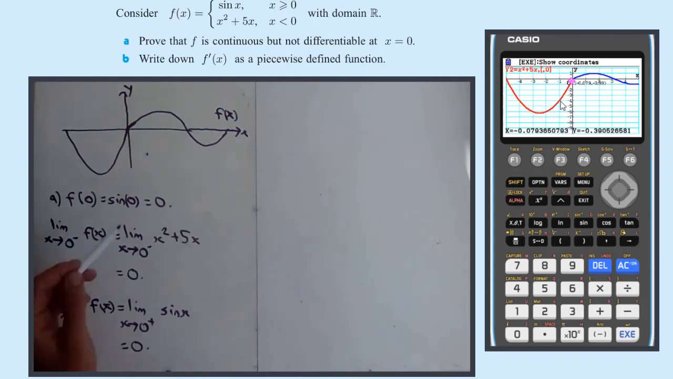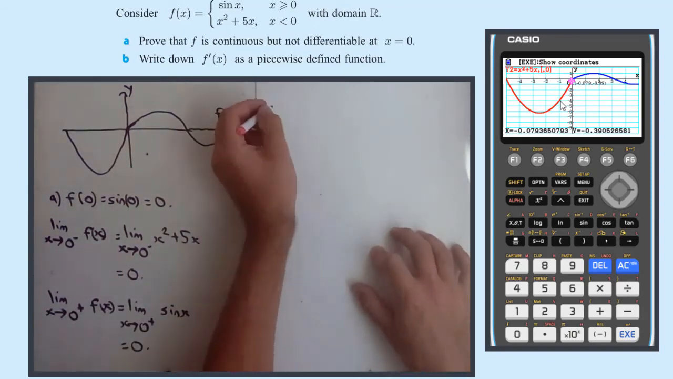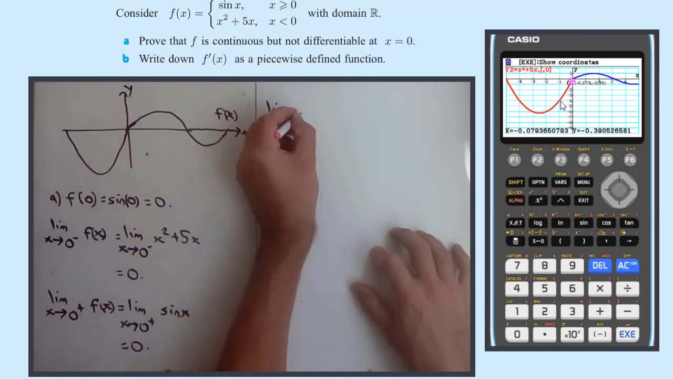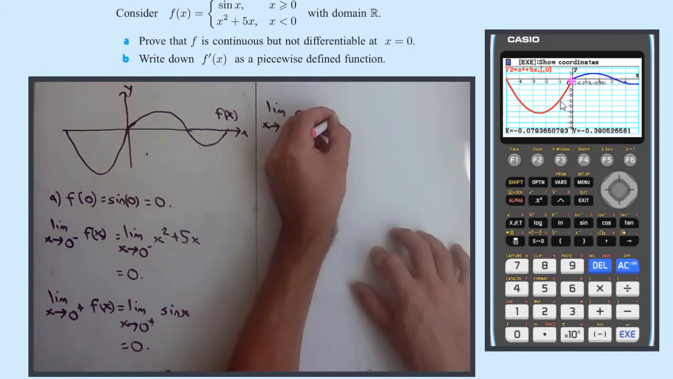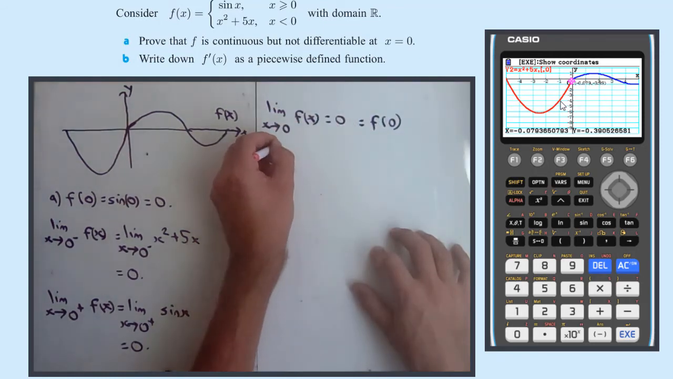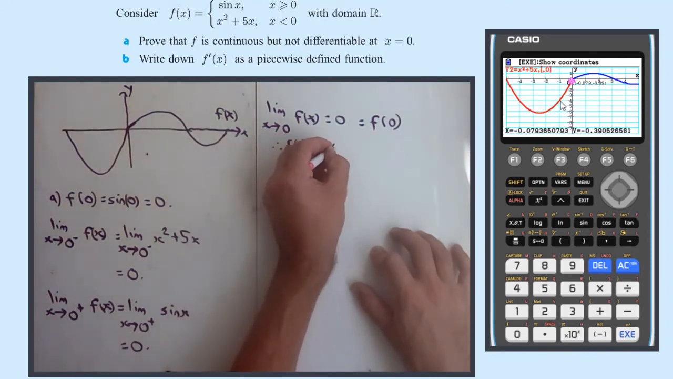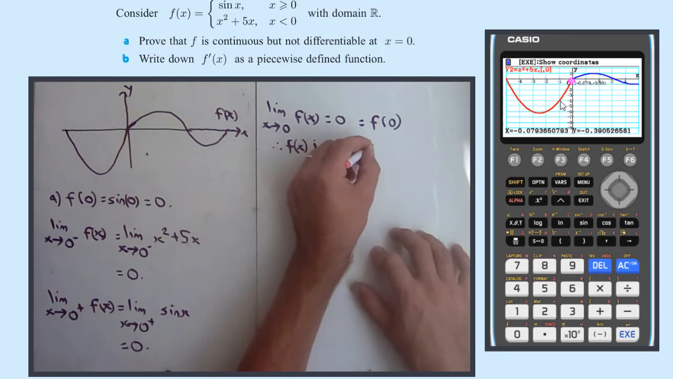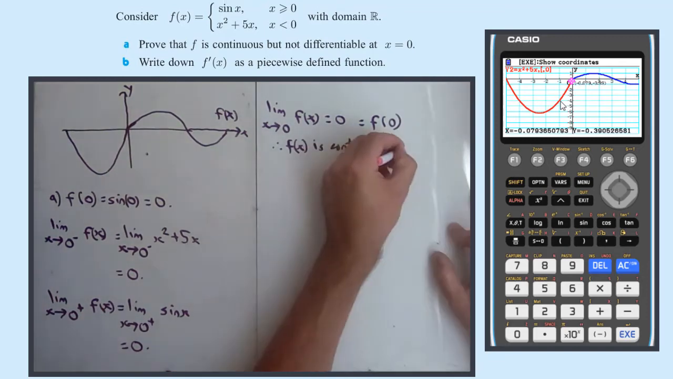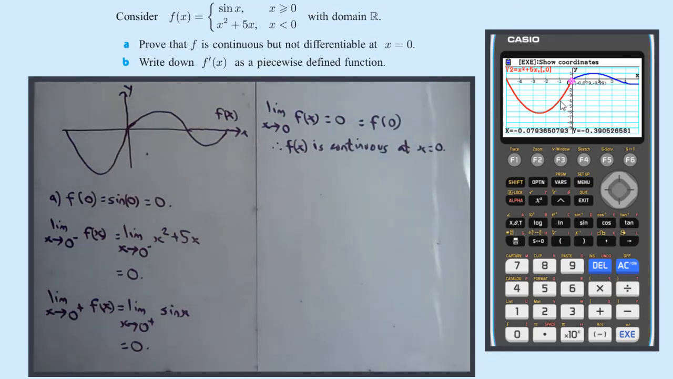So f of a is defined. The limit as x approaches 0 of f of x equals 0, which equals f of 0. So f of x is continuous at x equals 0. So it is continuous there.